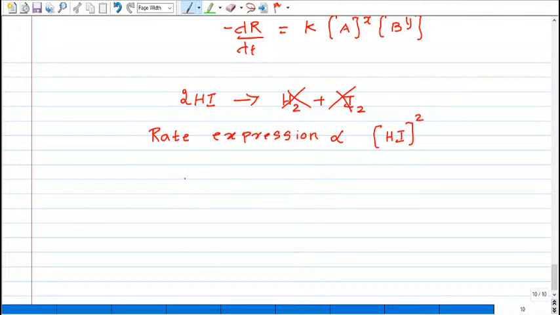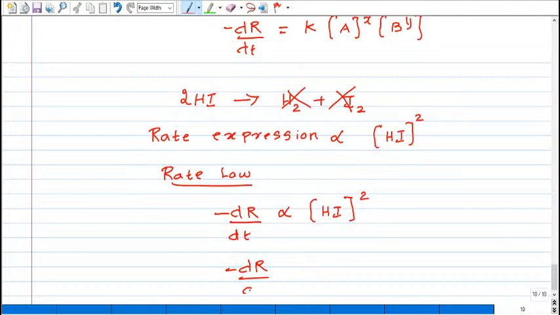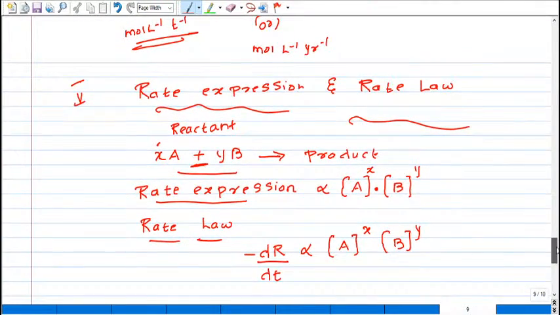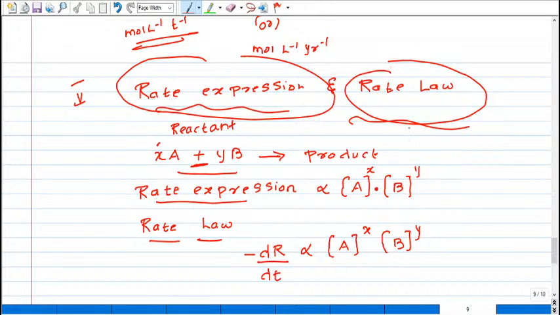Then how to find rate law? To find the rate law, you have to put minus dR by dt. Correct? It is directly proportional to HI the whole square. Then if you put minus dR by dt, I can put is equal to, and I can insert a constant called k, HI the whole square. I hope you got it. Finished. We have finished writing the rate law also. So the summary of 5 is finding rate expression and rate law. So part number 5 is over.